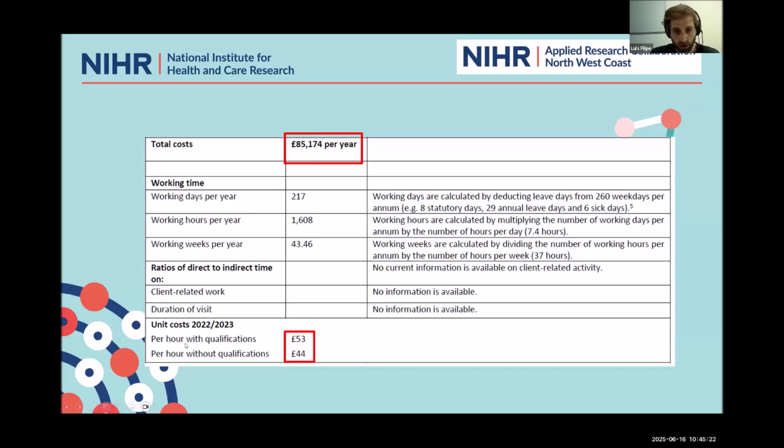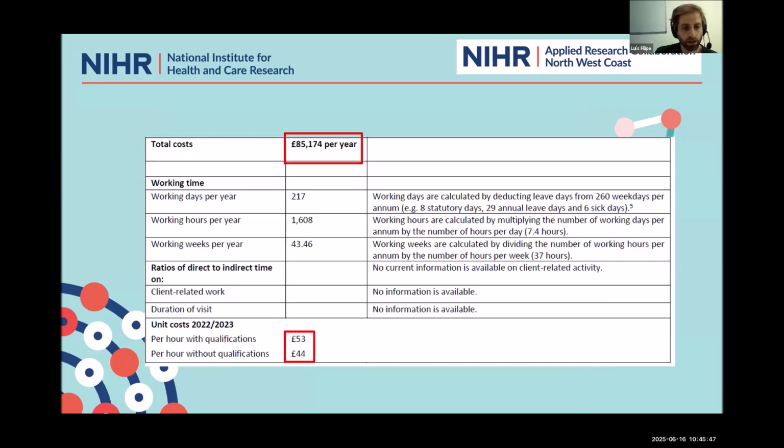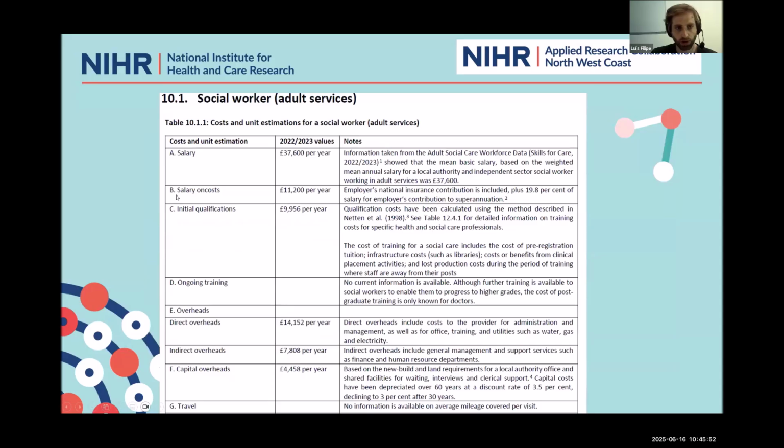In this case, you are going to see here down below that it is shown per hour. So it's basically dividing the total costs by the working hours per year. And you will see that the cost of a social worker per hour with qualifications is £53 for this. So what is the year? 2022 and 2023. And without qualifications, it is 44. I assume that it's about these initial qualifications.